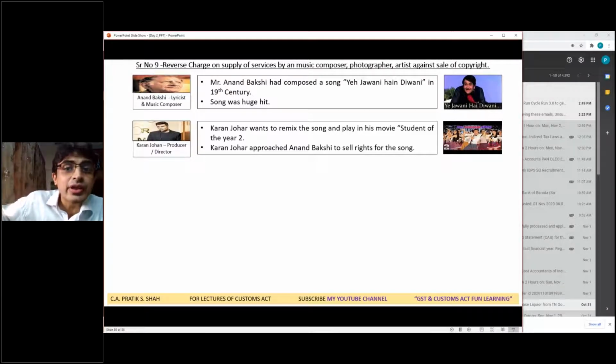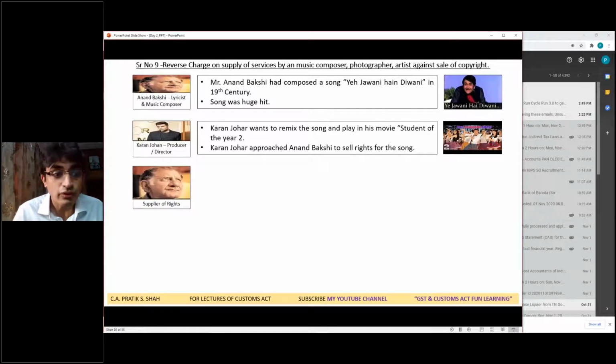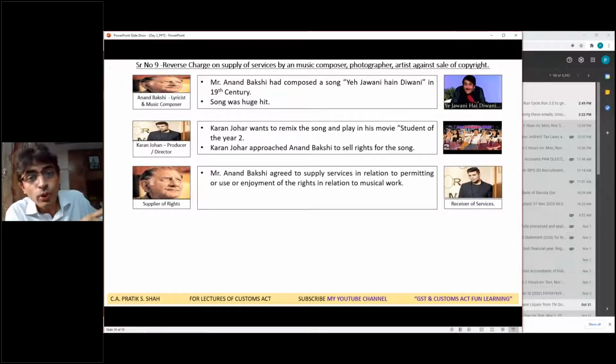He can't just remix it like that; he needs the permission. So Anand Bakshi sold the rights of the song, saying, Mr. Karan, you can use this song. So who is the supplier? Anand Bakshi. Who is the receiver? Karan Johar. Correct. What are the services given? Rights, given by Bakshi sir to Karan Johar.